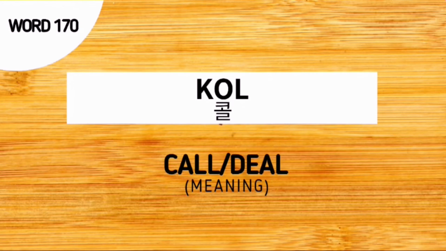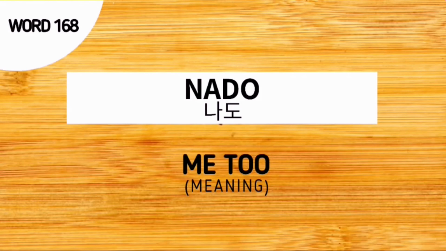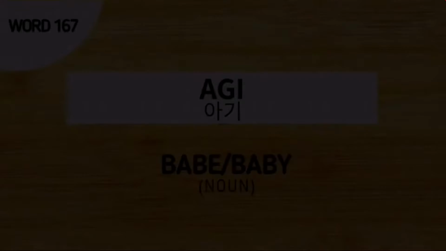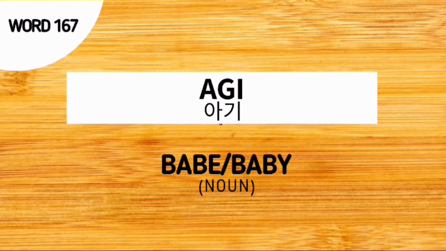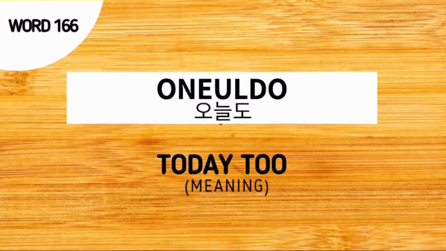Word number 170 is kol, and this is used to say deal. Word number 169 is 좋아해요, and this is used to say I like you. Word number 168 is nato, which means me too. Word number 167 is agi, and this is the Korean noun for a baby or a young human. And the last for our review is word number 166, 오늘도, which means today too.